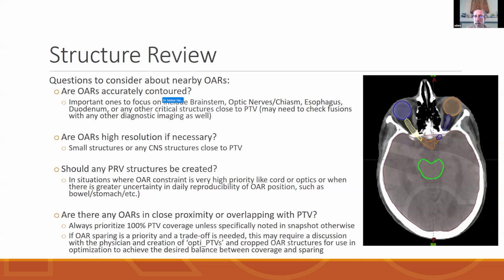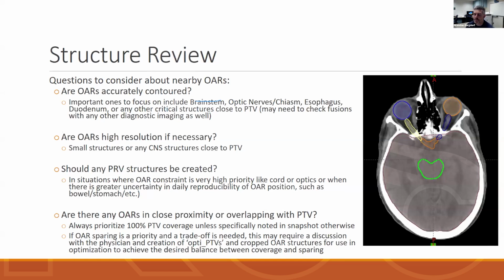And I've got one slide in here. One question, Brendan, I'll ask you, what PRV do you use? Is PRV equal to PTV? So what's the difference between PRV and PTV? So PRV is usually only for organs at risk, but it's a similar concept to the PTV. So you may expand off of your organ at risk to protect it a little bit more if there's greater uncertainty in where the position of that OAR may be.